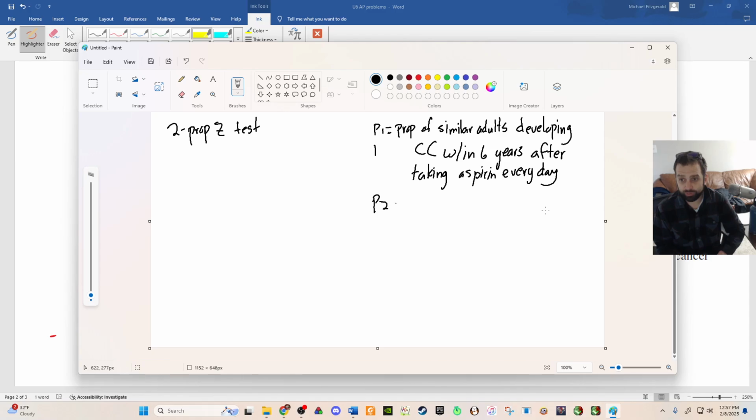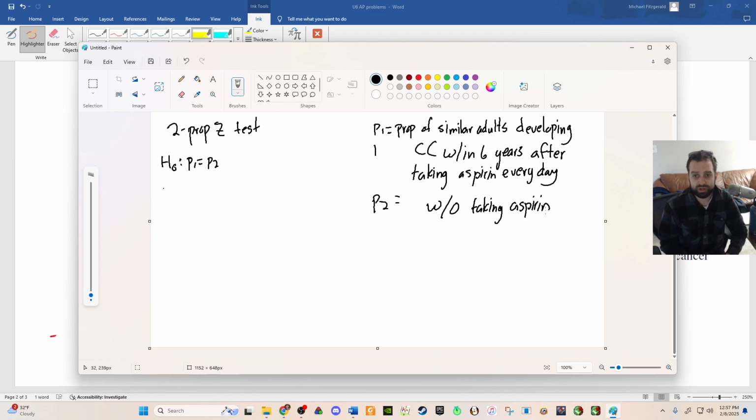And p2, I'm just going to say similar proportion. I'm going to define it in a similar way, but by saying without taking aspirin. You're going to make sure you do that very clearly. Okay, so we're trying to see if this reduces that chance. I'm going to say the null is that these proportions are the same. The alternative is that this rate is lower than that rate.